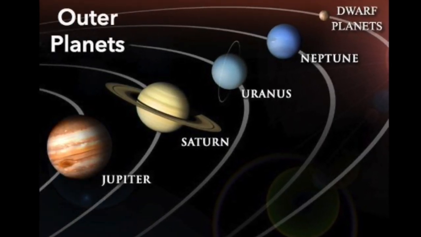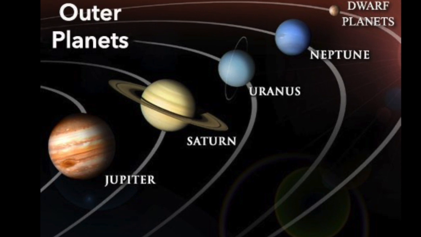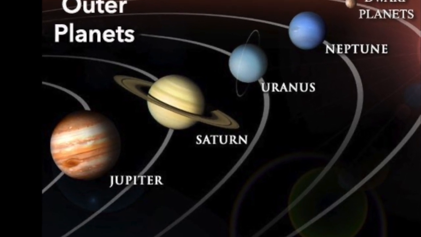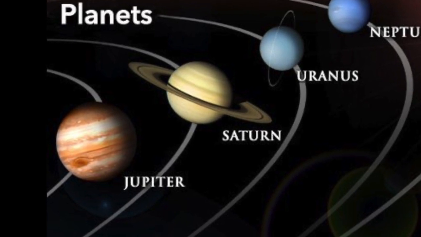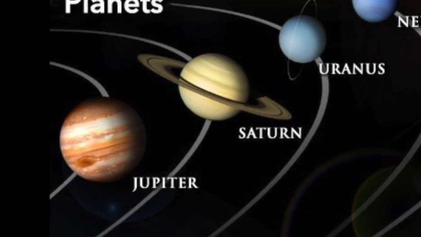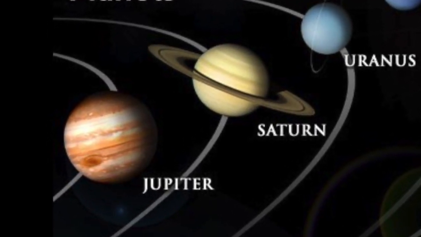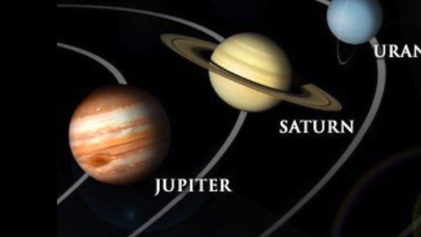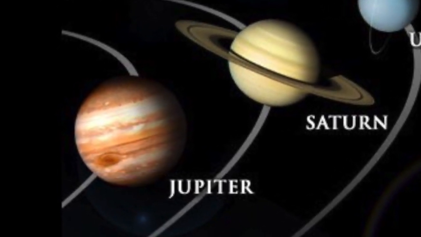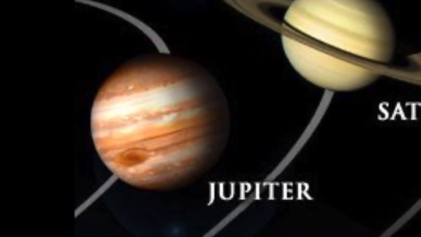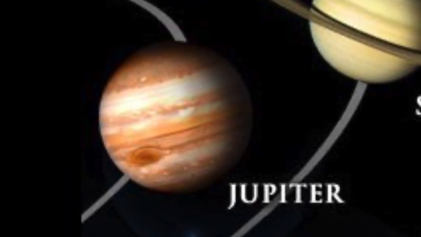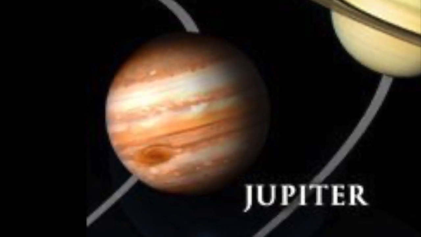Our fifth planet from the Sun is Jupiter. Jupiter is the largest planet in the solar system. In fact, all of the other planets would fit inside Jupiter. Its great red spot is about as wide as 3 Earths. The red spots are massive spinning storms. Jupiter's faint rings were discovered by the Voyager 1 space probe in 1979.